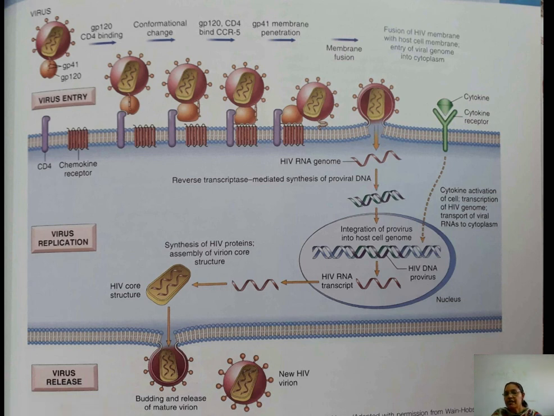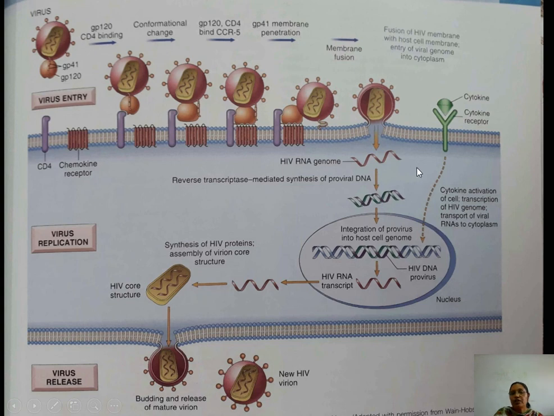After the single-stranded DNA, there is transcription, and there is formation of the complementary copy of the DNA. So this double-stranded DNA is there, and it is integrated into the host cell genome. This proviral DNA is integrated into the host cell genome, and remains there in a quiescent stage for up to 7 years, 8 years.